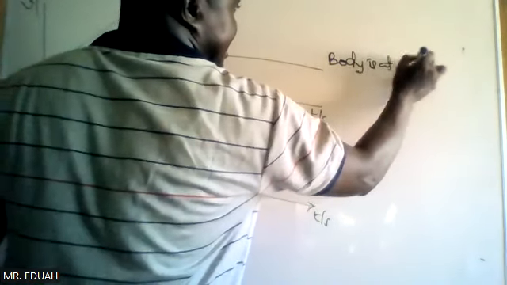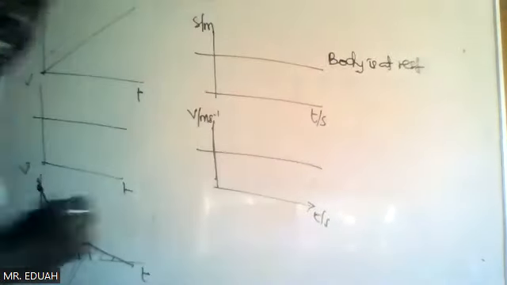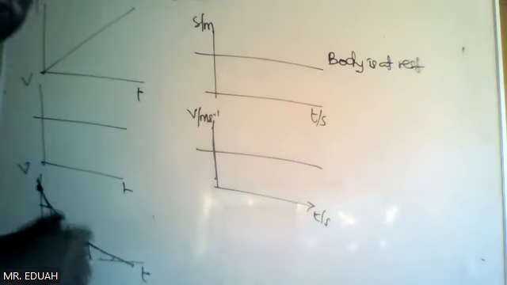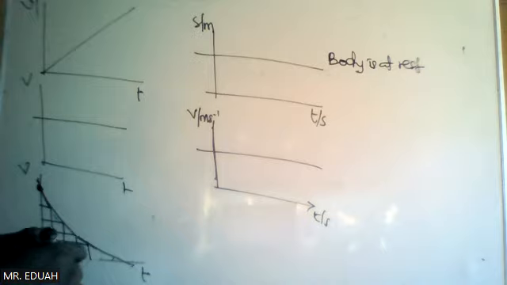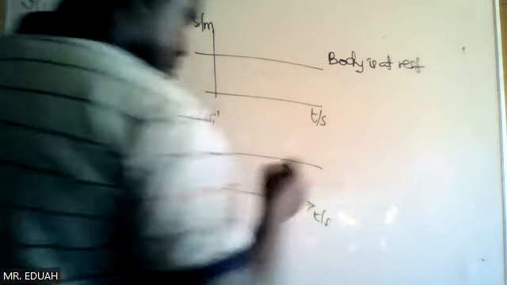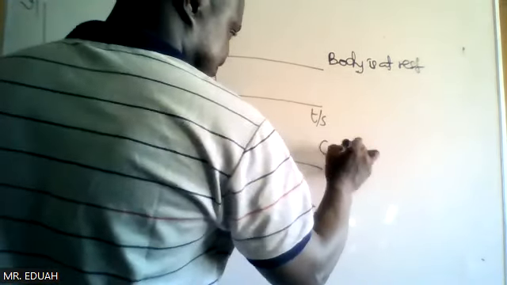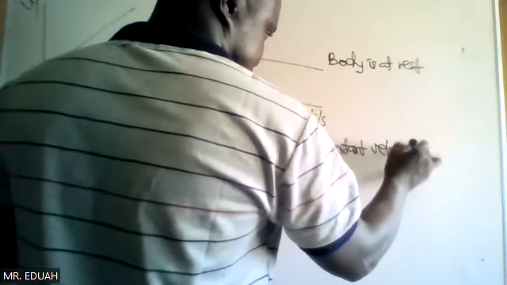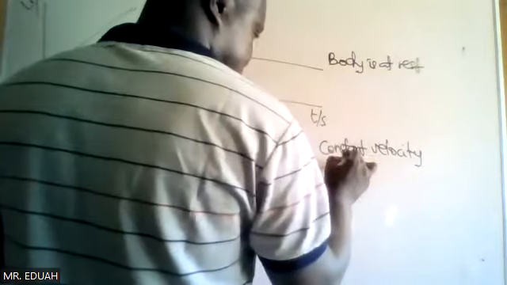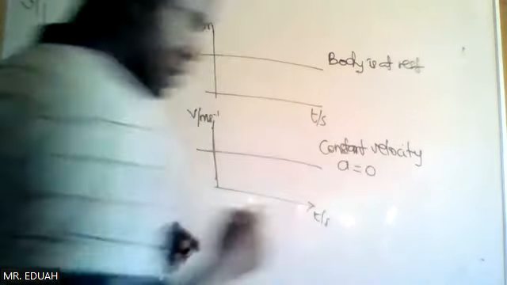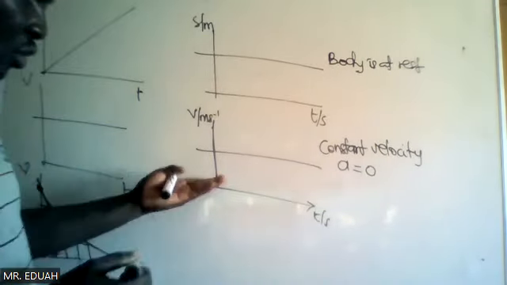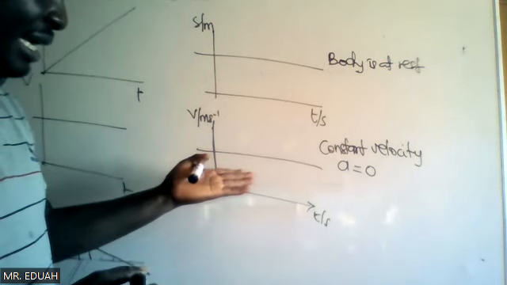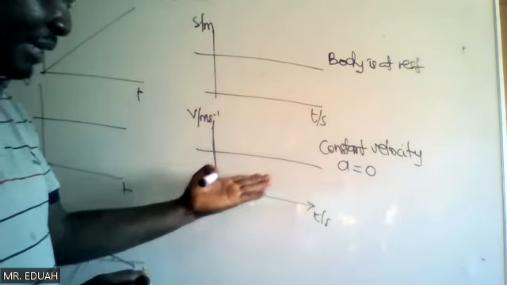And the second one, there's a constant velocity, no acceleration. Constant velocity is 0. So, Jojo, what will you say about this?